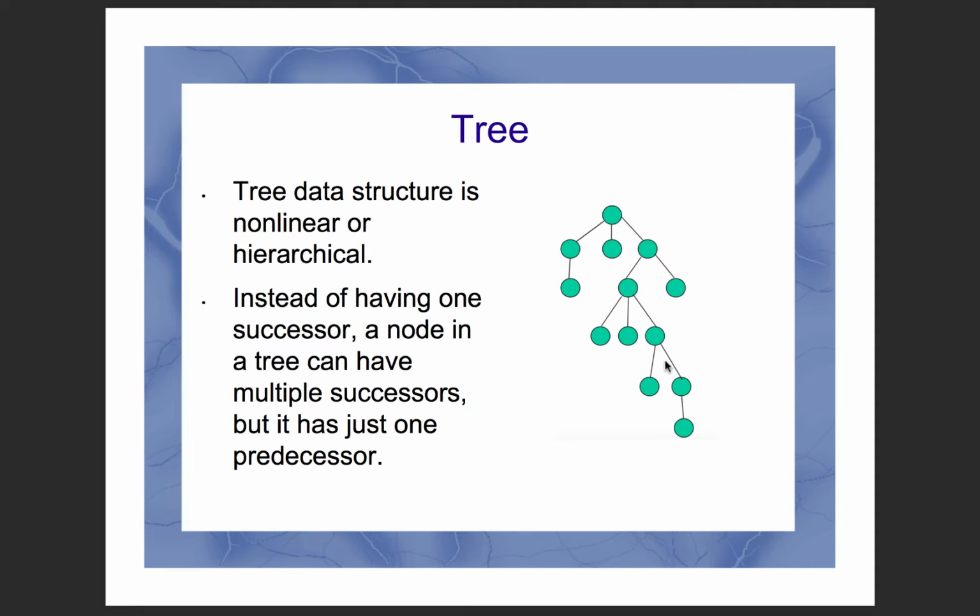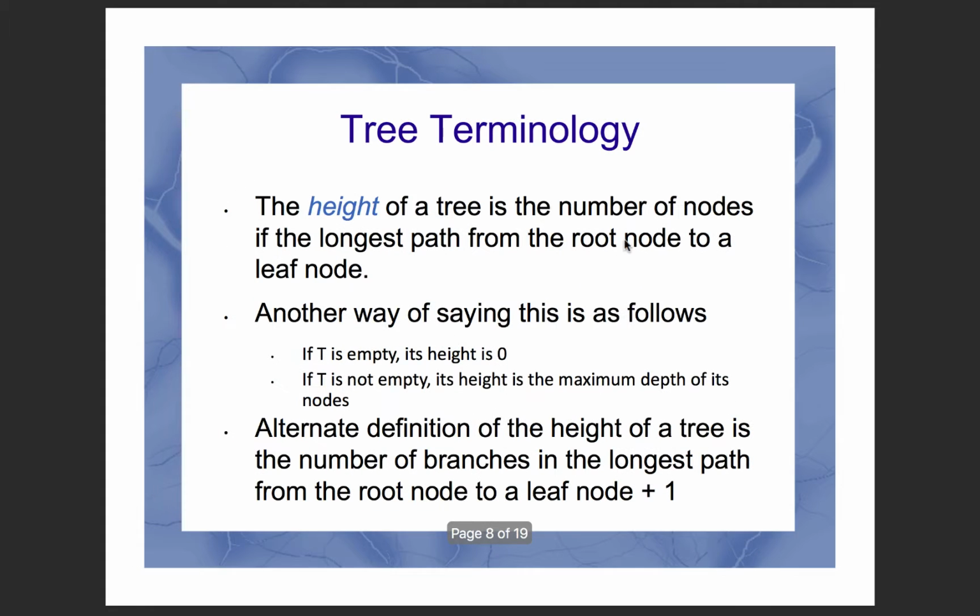Okay, so now if you find the longest path, then you can count the number of nodes of this longest path, then you can find the height. So this definition is saying the height of a tree is the number of nodes in the longest path from a root node to a leaf.